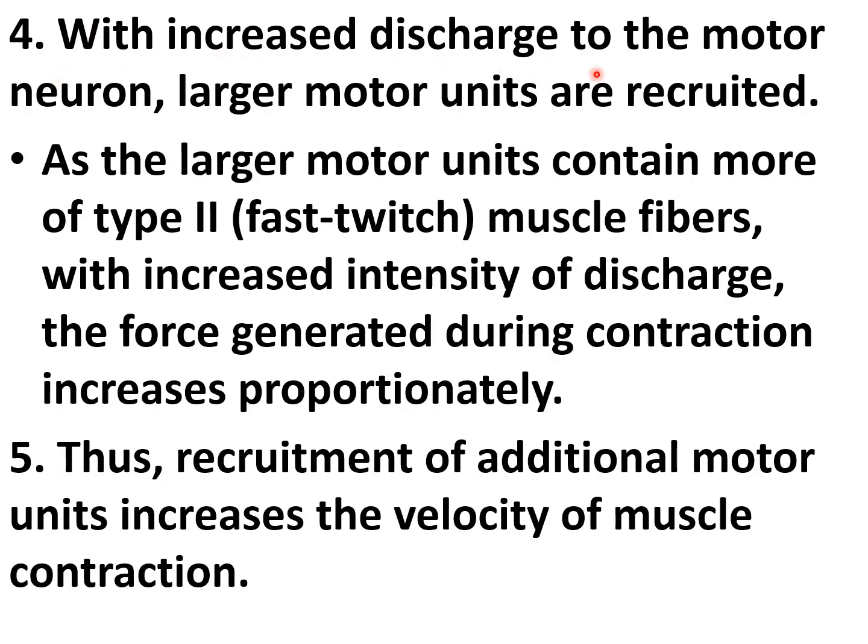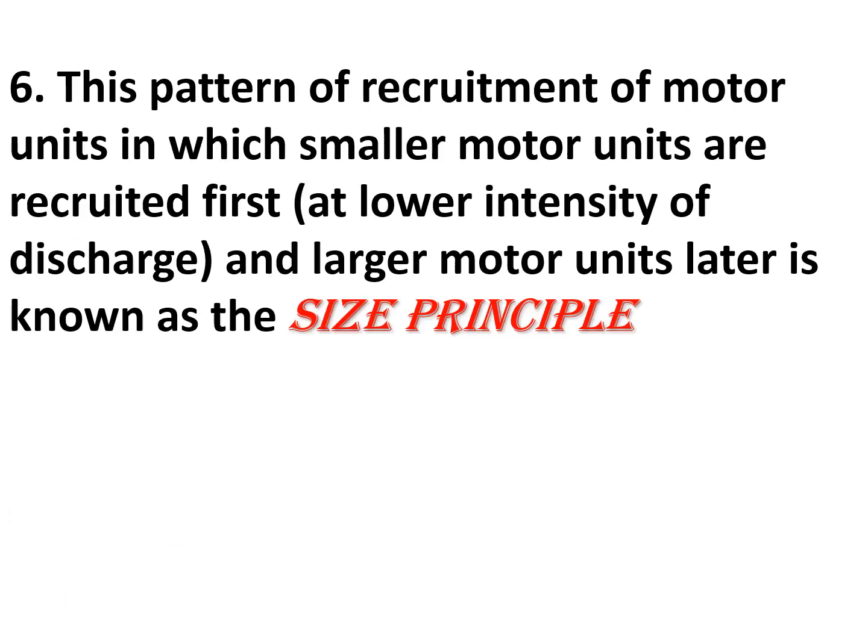Now, with increased discharge to the motor neuron, larger motor units are recruited, as the larger motor units contain more of the type 2 or fast twitch muscle fibers. With increased intensity of discharge, the force generated in the muscle during the contraction increases proportionately. So, the recruitment of additional motor units increases the velocity of the muscle contraction.